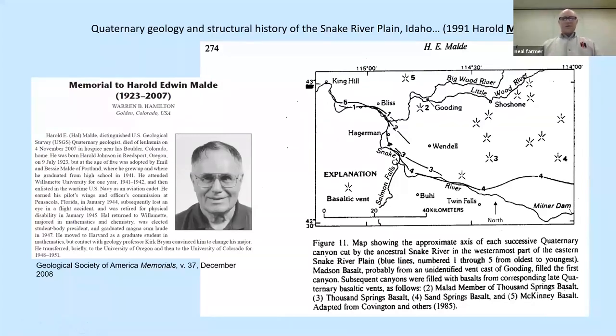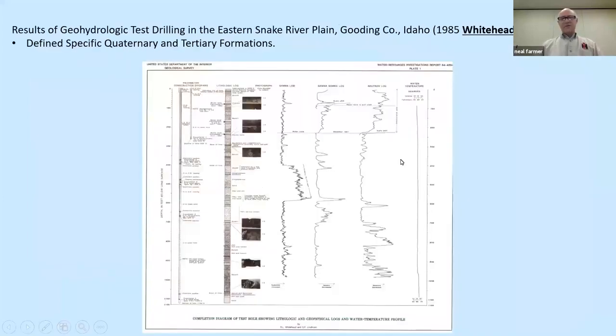Interesting to some degree is that Malde was drafted in the Navy in 1942. He was going to be a pilot and lost his eye. Then he went to college, got his degrees, and did his entire geologic career with only one eye, which is pretty amazing. He died in 2007, but he was a real heavy hitter. And these channels, we're going to look at numbers 2, 3, 4 especially in this presentation.